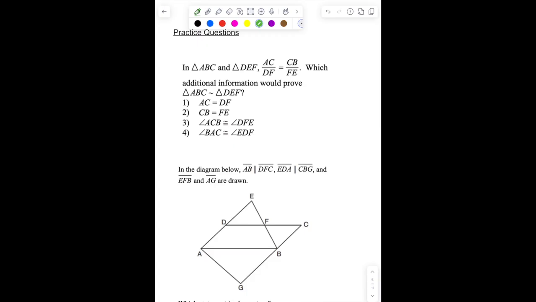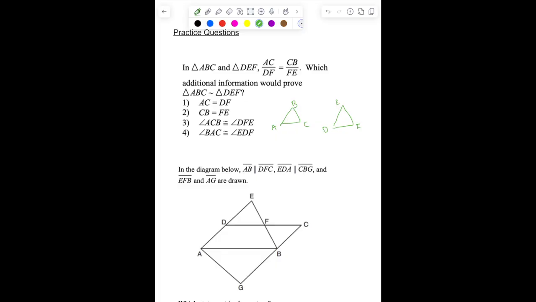In triangle ABC and triangle DEF, AC over DF equals to CB over FE. So which additional information would prove that the triangles are similar? I'm going to draw the triangles, triangle ABC and triangle DEF, which you should always do if the question's talking about things like triangles, but you don't see them.